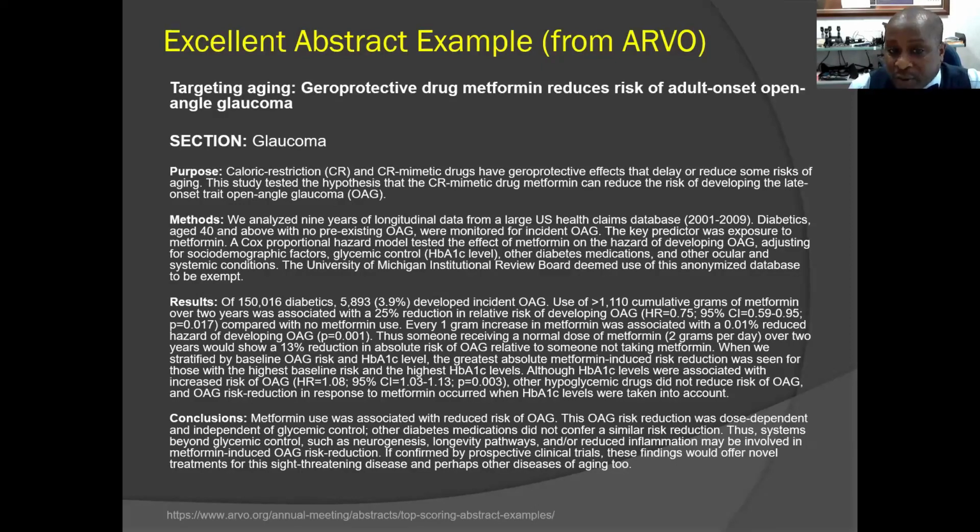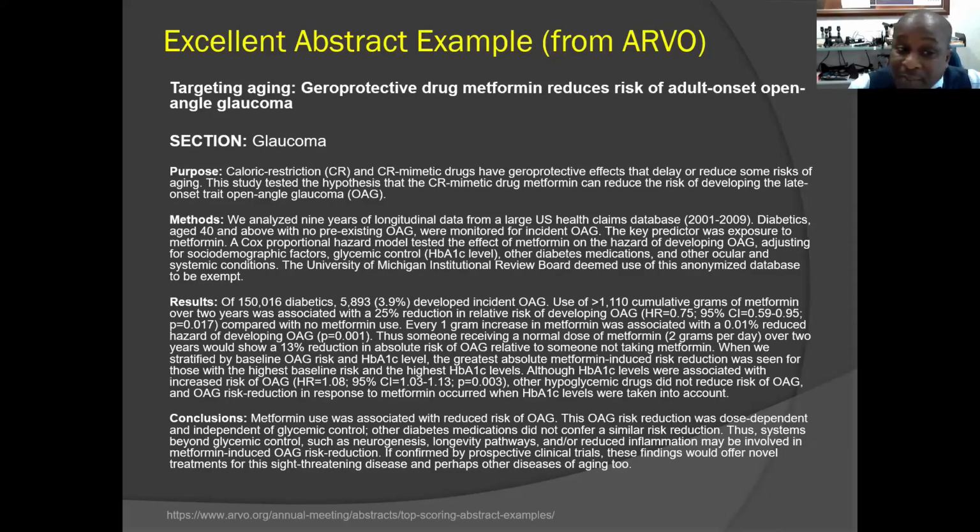Compared with no metformin use, every 1 gram increase in metformin was associated with a 0.01% reduced hazard of developing open-angle glaucoma. Again, P is less than 0.05, so it's statistically significant. Therefore, somebody receiving a normal dose of metformin, which is 2 grams a day, over 2 years would show a 13% reduction in the absolute risk of developing open-angle glaucoma relative to someone who was not taking metformin.